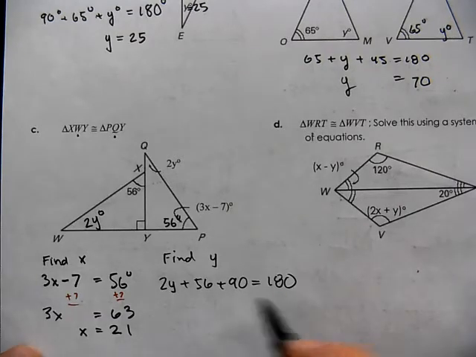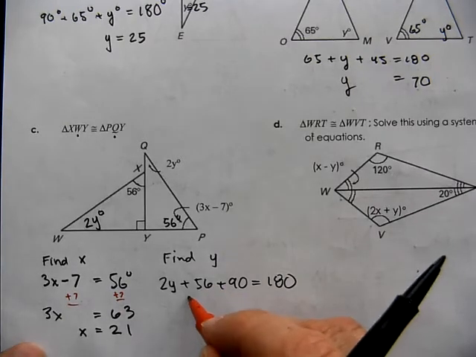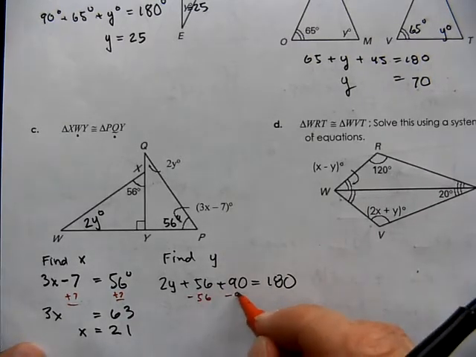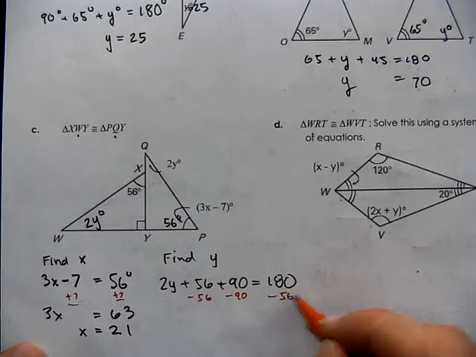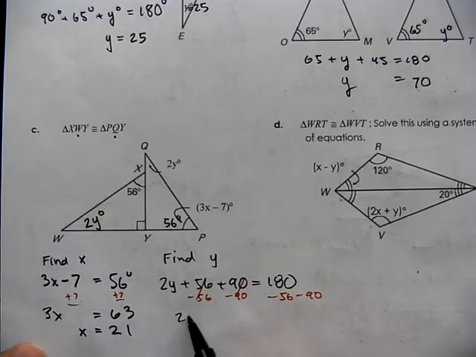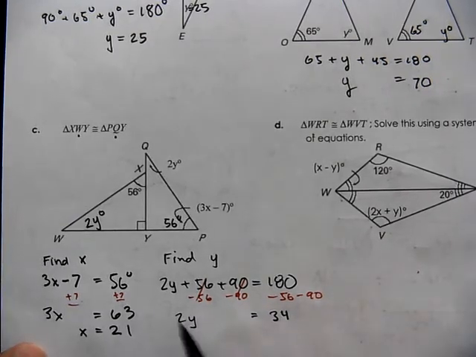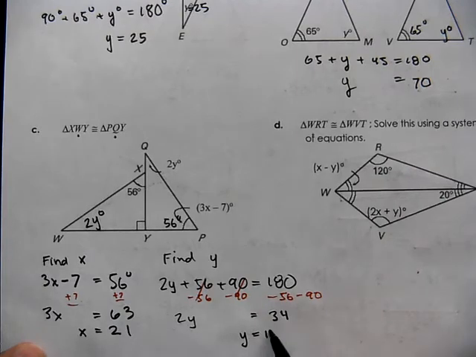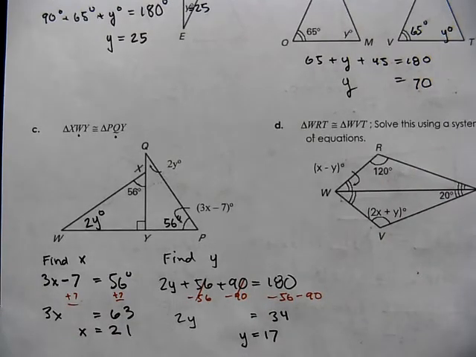Alright, so let's see, I'm going to subtract 90 from both sides, we're going to subtract 56 from both sides. Right, that's how we'll get the term of 2y by itself. And I believe that's 34, then we'll divide away the 2 to isolate the variable, and we get 17 as a result.